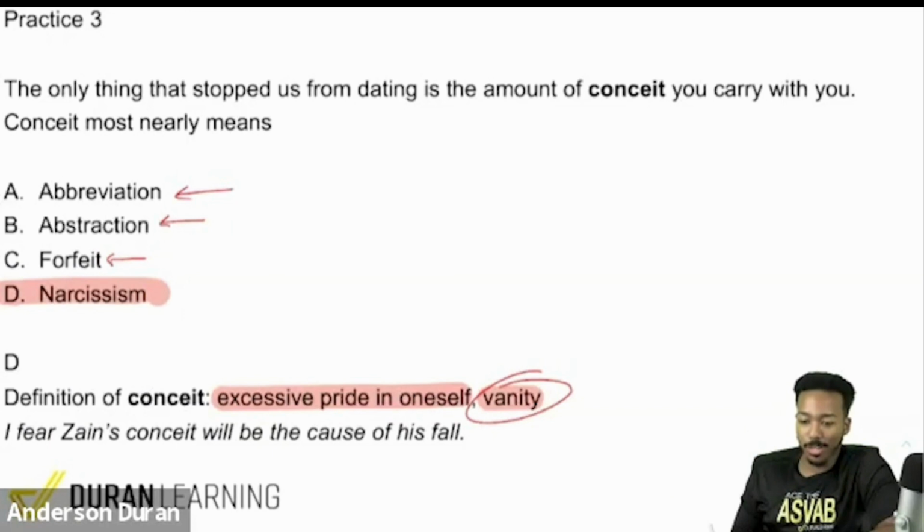So let's go and dive on into the next question here, my party people. Let's go to number 4. 3, 2, 1. Let's go.